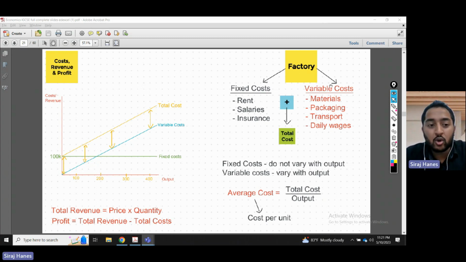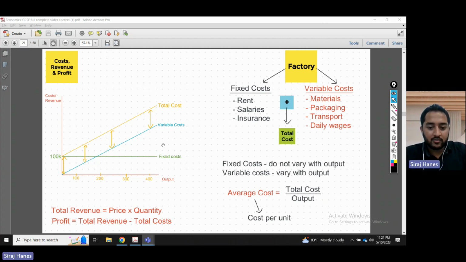Variable costs, on the other hand, are the costs that change with output. Only when you produce, you'll incur this cost. Materials, packaging, transport, daily wages, all these are variable costs. So you add your variable costs and your fixed costs, you get your total cost. Little definitions given here.